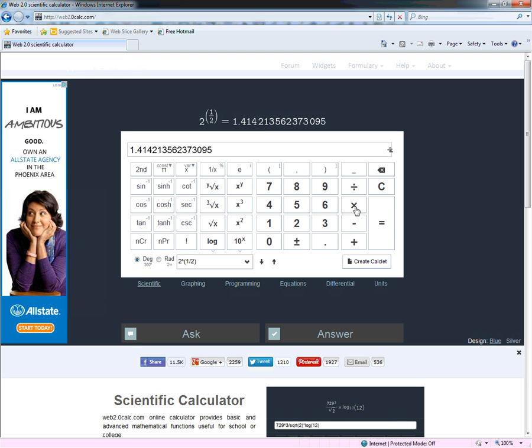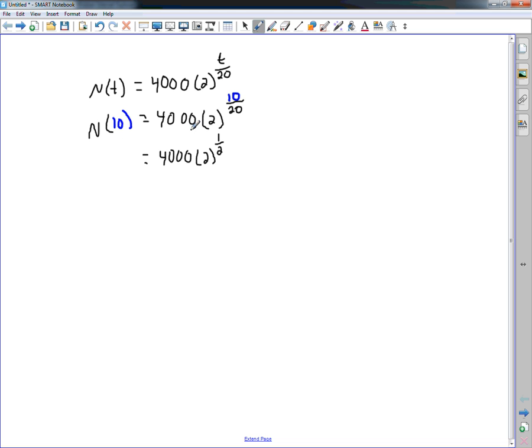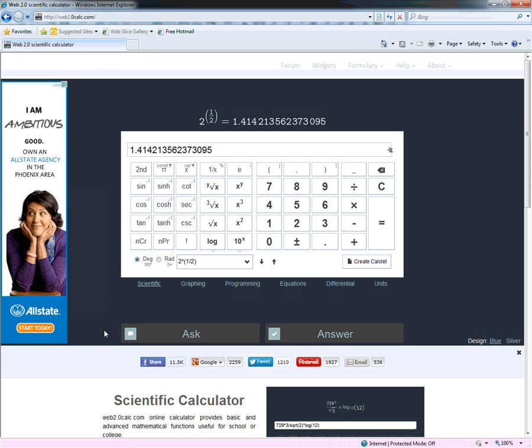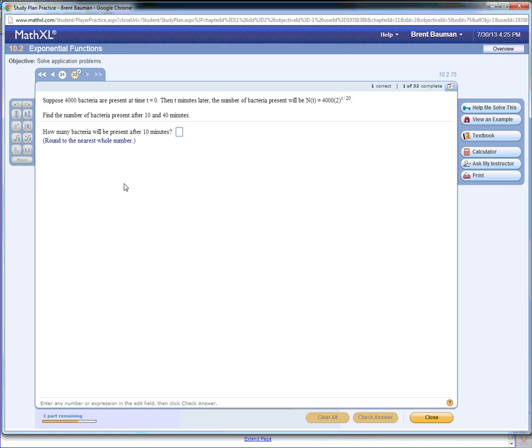And then we want to multiply that number by the 4,000 that's out front. So all we've done so far is just the 2 to the power of 1/2. So now we're going to multiply this by 4,000. Hit the equal sign. So we end up with 5,656.854224249, and so on. Okay, so let's go back to MyMathLab and see what they want as our solution.